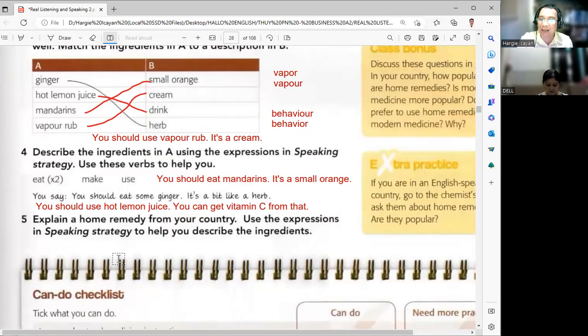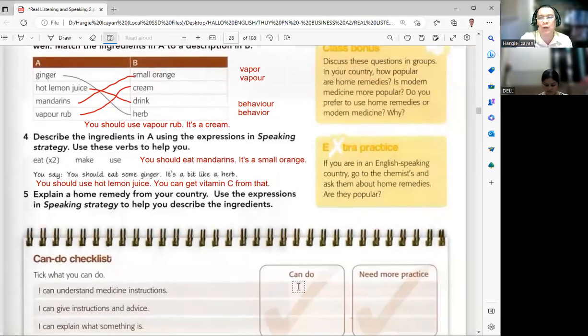Do you have a remedy? Let's say, for example, if you have a headache, what do you do as a home remedy before you go to the doctor? What particular home remedy do you do? Actually, we don't do that anymore, right? Because we can buy paracetamol, right? If you have a headache.